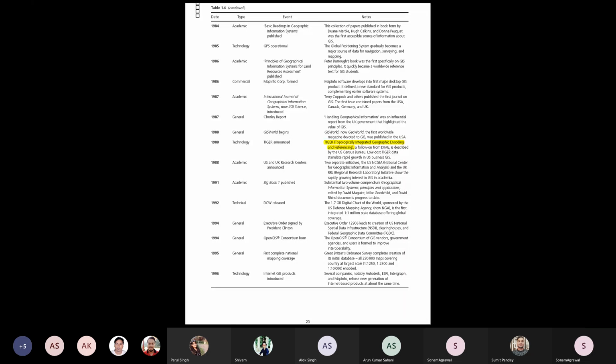TIGER is a data type that is used by the United States Census Bureau. Some of the initial development was done in the Census Bureau. Why? Because I have told you that census data doesn't just mean collecting the number of men, number of women, number of children, total number of people. This is not just the data which is collected by the Census Bureau of any country.